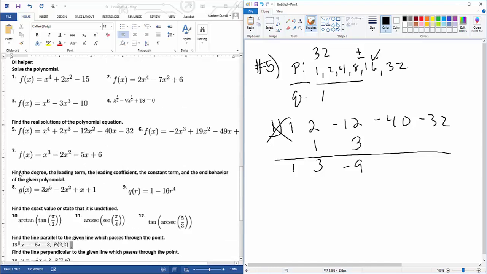For number 8, it says find the degree, the leading term, the leading coefficient, the constant term, and the end behavior of the given polynomial. So the degree is going to be 5. The leading term is going to be 3x to the 5th. The leading coefficient is going to be the 3. The constant term is 1. The end behavior, because it's positive and odd, for number 8, the end behavior is going to look like that.